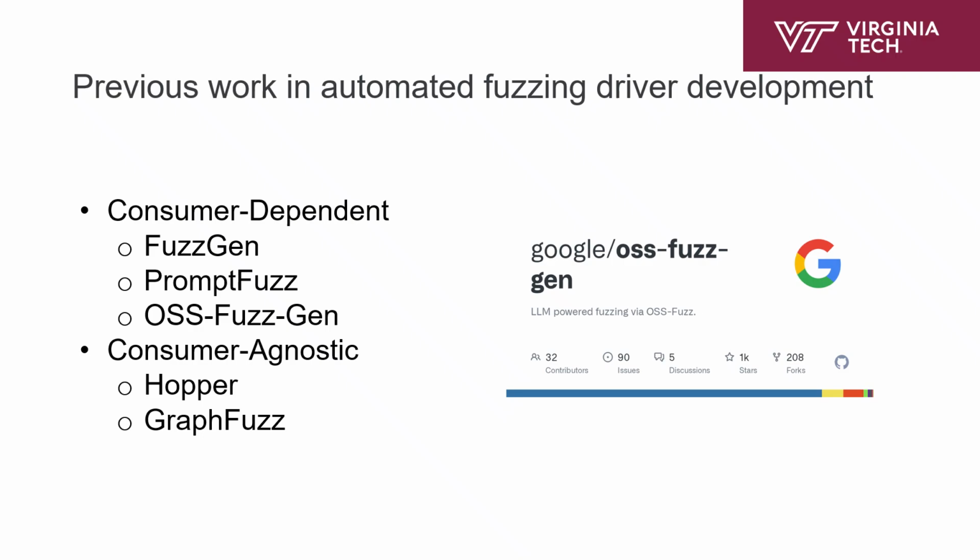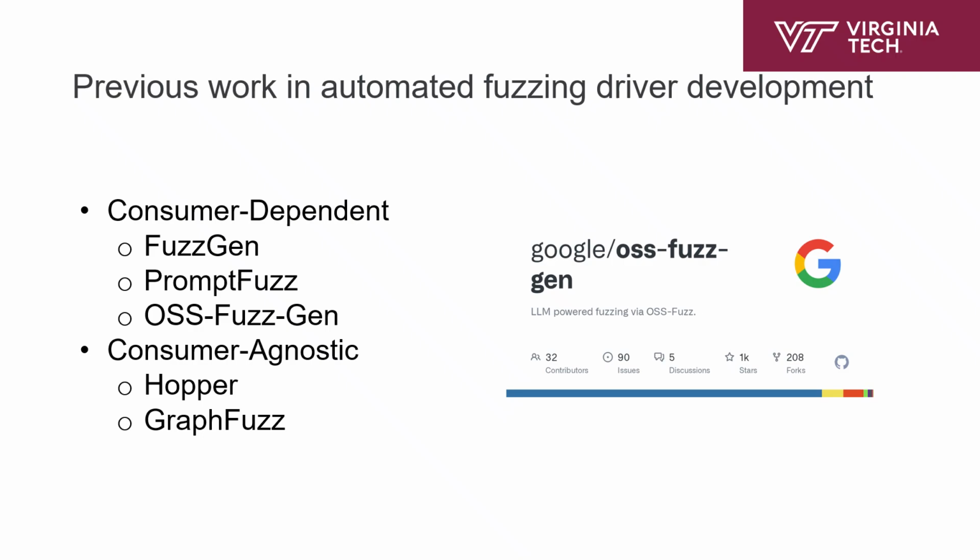OSS FuzzGen is a tool actually made by Google. Google operates the OSS Fuzz project, which tries to fuzz open source software through automated fuzzing. Projects that are sufficiently large and critical can request Google, can integrate into their, I think, CI/CD pipeline. Google's OSS Fuzz, which will then gradually fuzz these projects over time and try and identify vulnerabilities that way.